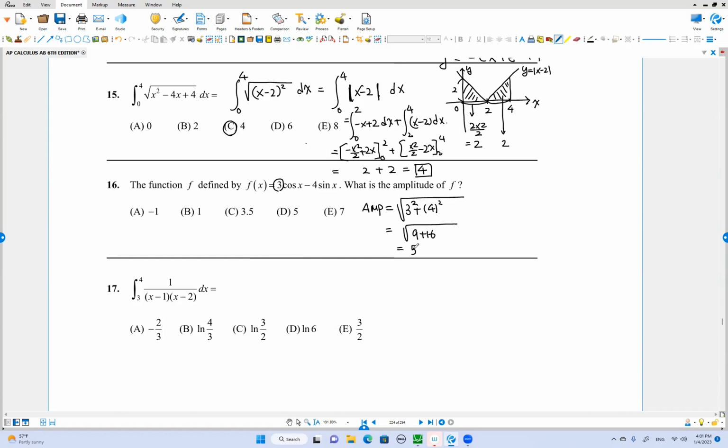Because cosine x and sine x are always a pi over 2 difference. Sine is over here, cosine is over here. This is a 3, sine is a 4. This one is the amplitude. The amplitude of these two combined, sine and cosine, is always the square root of each amplitude squared. 3 squared plus 4 squared equals 5. Just memorize this one.